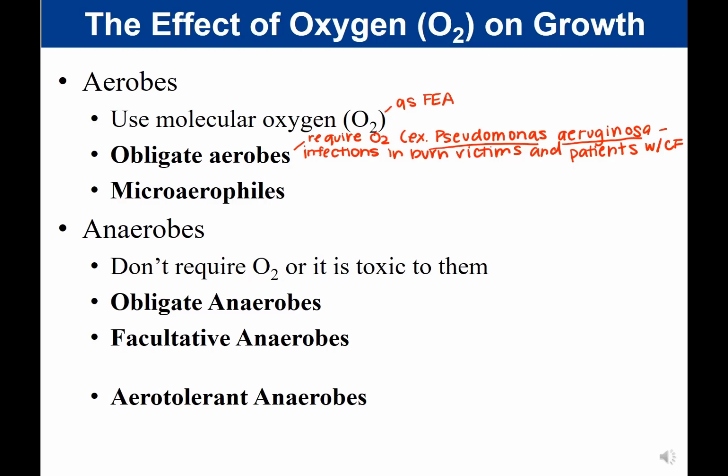Next, we have our microaerophile. Micro refers to little, aero refers to air, phile is lover. So these are our little air lovers. These require low O2 concentrations. And so an example of this would be Helicobacter pylori.